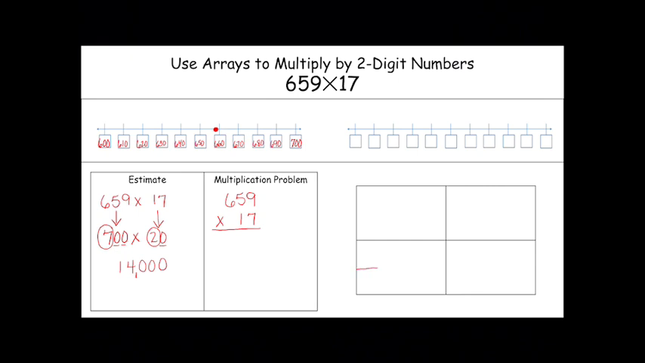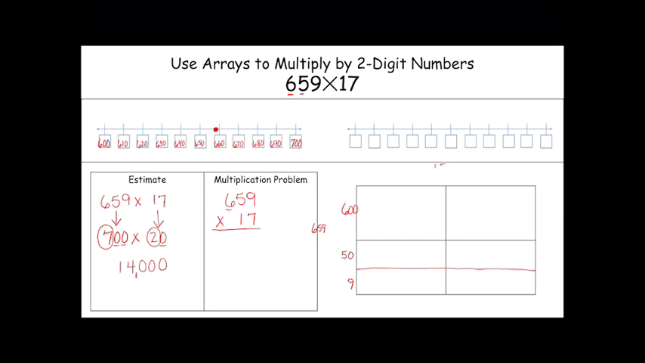So I'm going to draw an extra box, just an extra line in here. And so it would be 600 because it's in the hundreds place. So 600. Then 50 because it's in the tens place. And 9 because it's in the ones place. So it's breaking it down according to place value. The 6 is in the hundreds place, 600. The 5 is in the tens place, 5, 10, 20, 30, 40, 50. And the 9 is in the ones place.